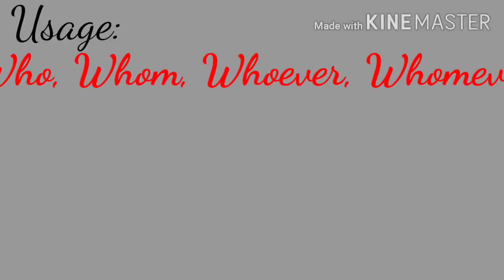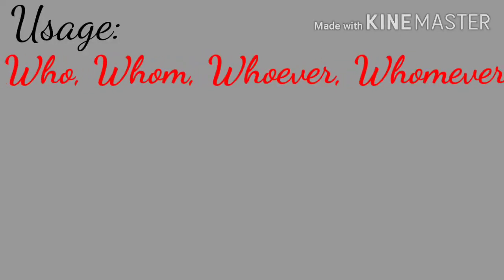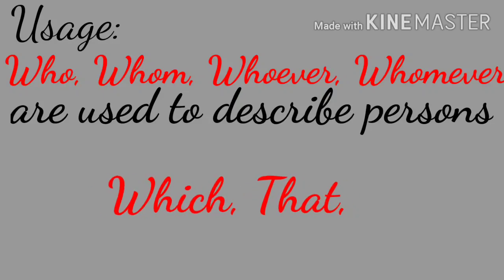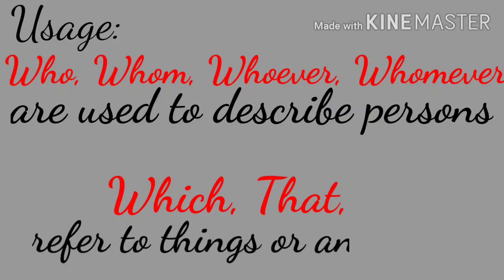Okay, now let's quickly learn the usage of these words, the relative adverbs and relative pronouns, how we can use them in our sentences. So relative pronouns like who, whom, whoever, whomever are used to describe persons. All right, they are used to give the description of people. And words like which, that are used to refer to things or animals.